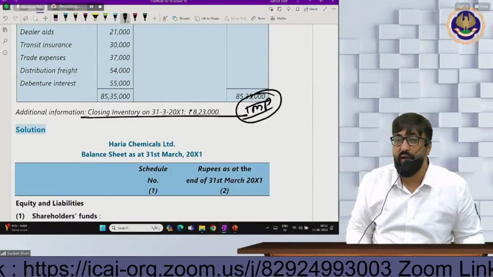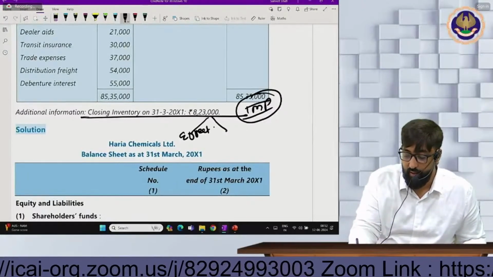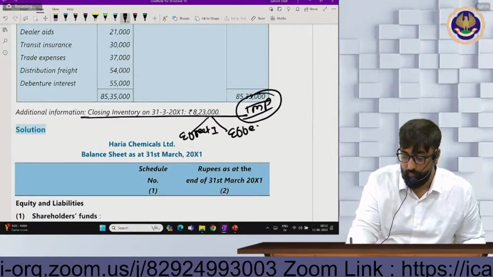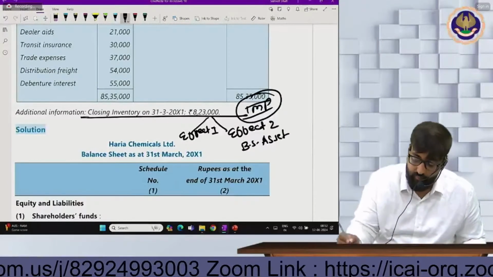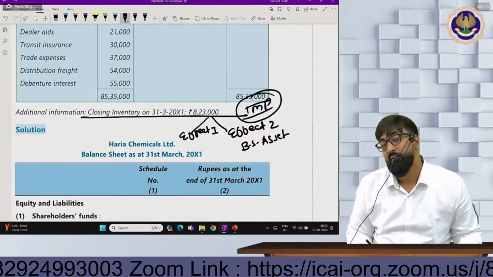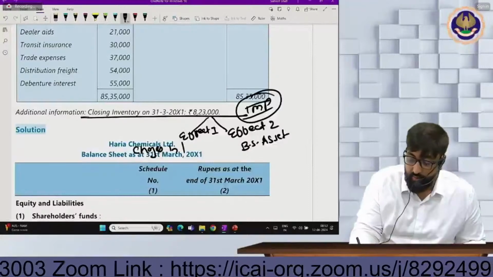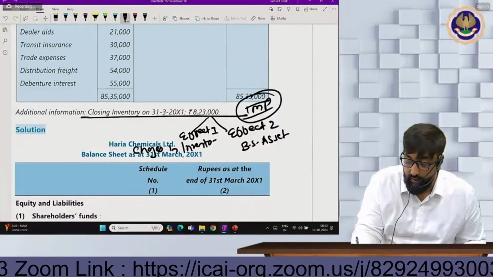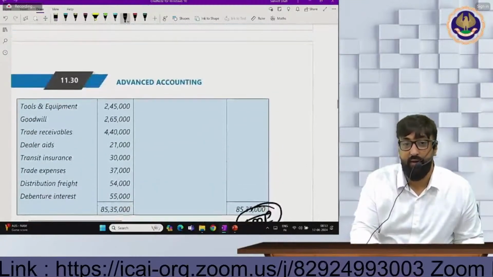Normally, where will the closing stock adjustment be given? Effect 1, you can write over there. Effect 1 and effect 2. Effect 2 is balance sheet, asset side. And what about effect 1? Changes in inventory. Yes, very good. Changes in inventory.